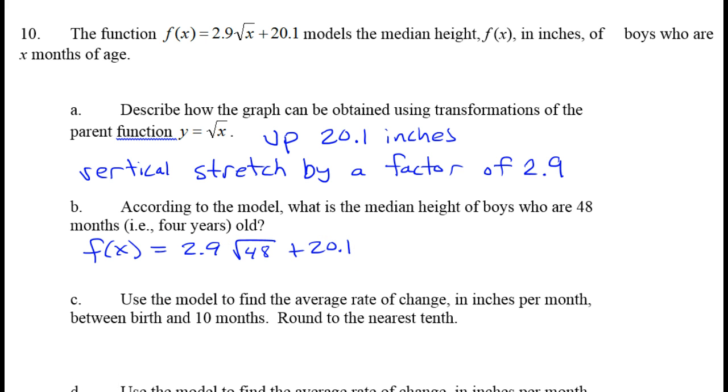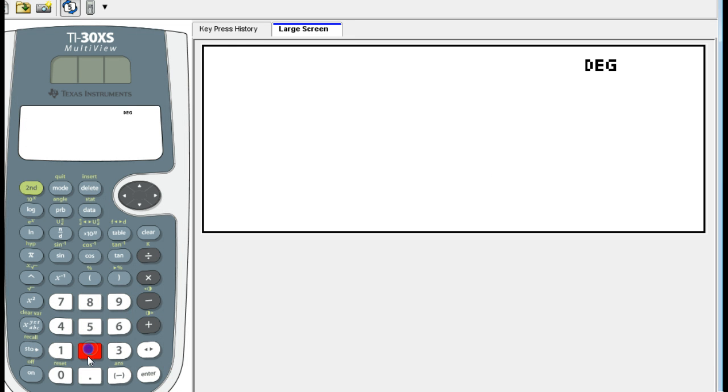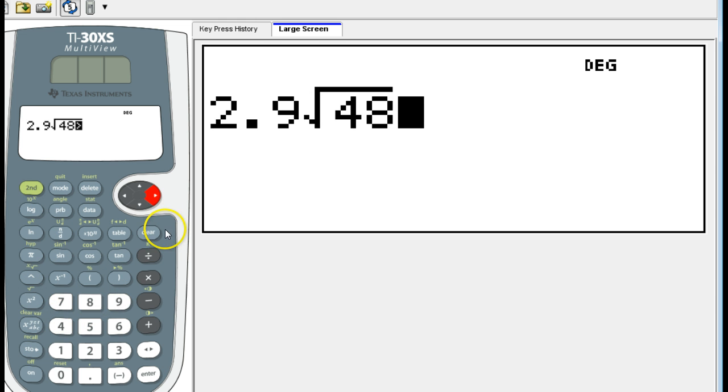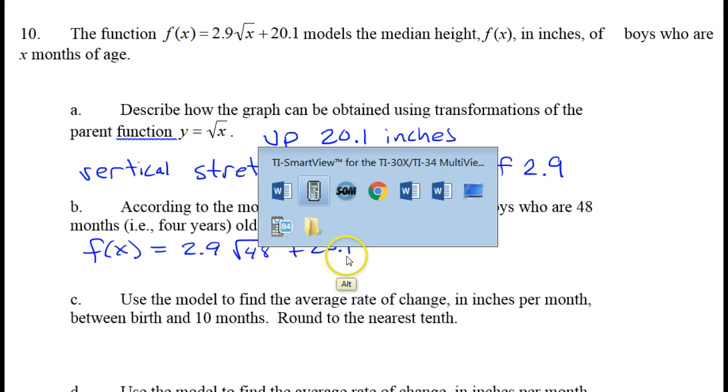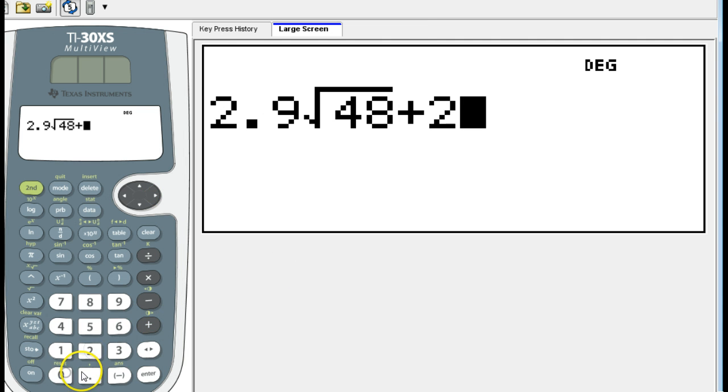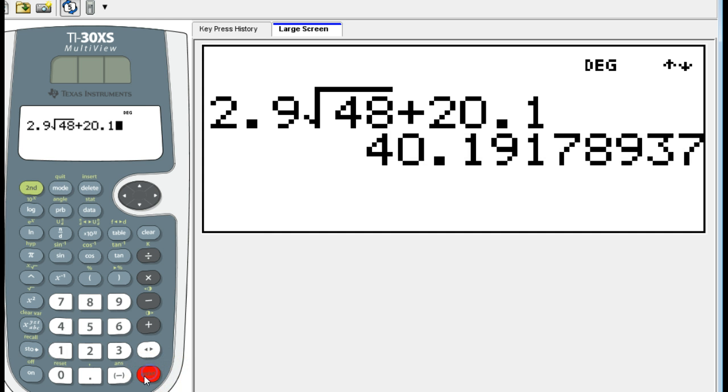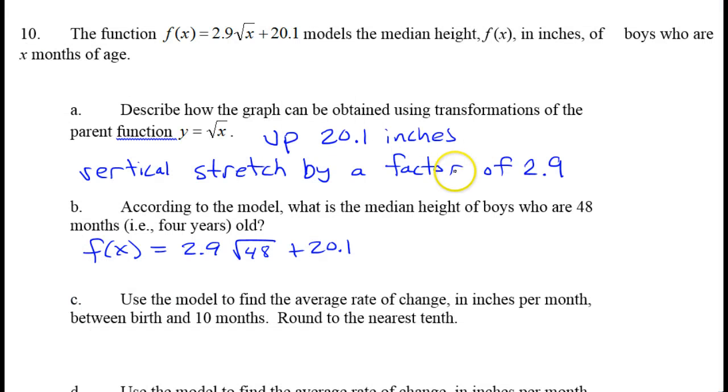Okay, so I've got 2.9 times square root of 48. So that'd be like this: 2.9 square root of 48, and then plus 20.1. Boom. So I am coming up with 40.2. I'll just round it to 40.2 inches.